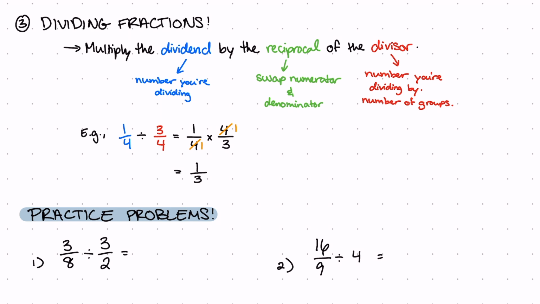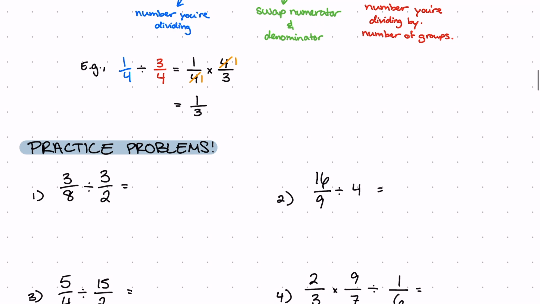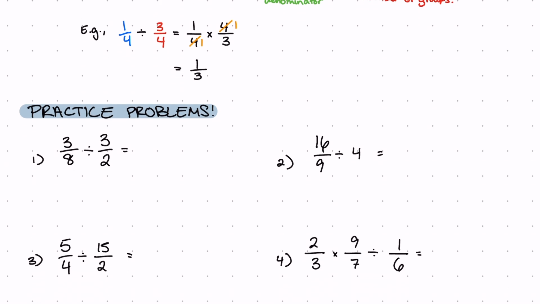And then we multiply as per usual. So 1 times 4 over 4 times 3. And that gives us 1 over 3. So it's very simple. No need to worry. So let's do a few practice problems.